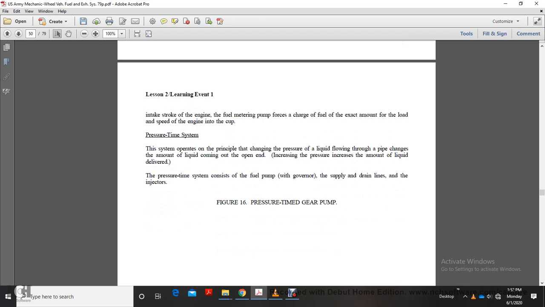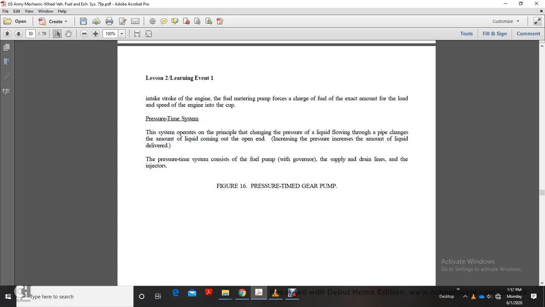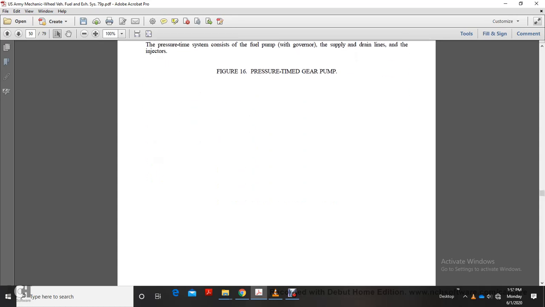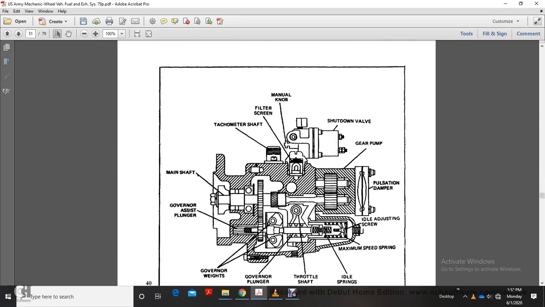The pressure time system operates on the principle that a change in the pressure of liquid flowing in a pipe changes the amount of liquid coming out of the open end. Increasing the pressure increases the amount of liquid delivered. The pressure time system consists of the fuel pump with governor, supply and drain lines, and injector. Figure 16 shows the pressure time gear pump.